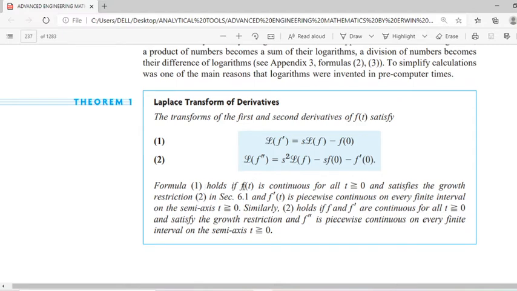Formula 1 holds if f of t is continuous for all t greater than or equal to 0 and satisfies the growth restriction that we discussed in the beginning of this class, equation number 2, and f dash of t is piecewise continuous on every finite interval on the semi-axis t greater than or equal to 0. Similarly, for the second derivative, equation 2 holds if f and f dash are continuous for all t greater than or equal to 0 and satisfy the growth restriction, and f double dash is piecewise continuous on every finite interval on the semi-axis t greater than or equal to 0. So this is the theorem which gives the Laplace transformation of the first derivative and second derivative. Similarly, we can apply this theorem again and again to the derivatives, and we can obtain the Laplace transformation of the higher order derivatives. That will be discussed in the next theorem.